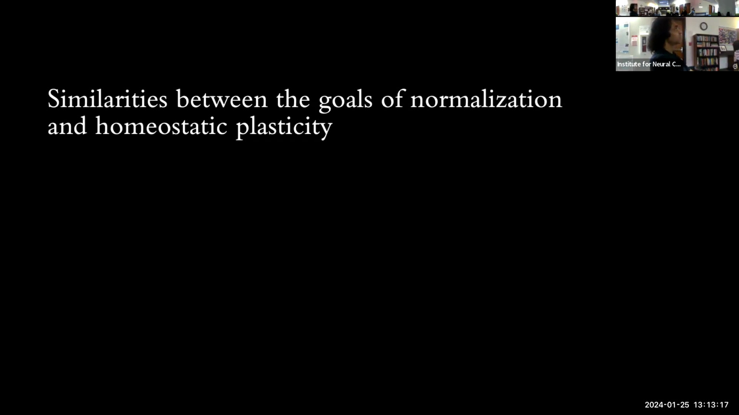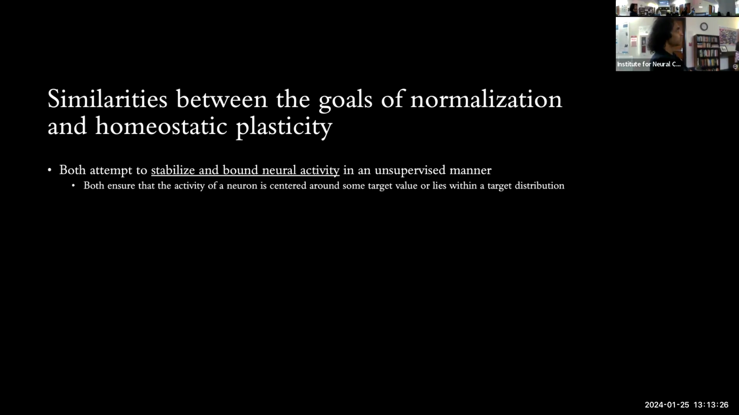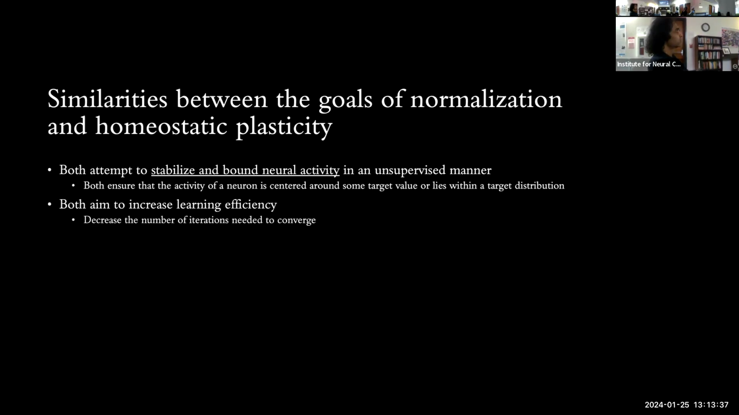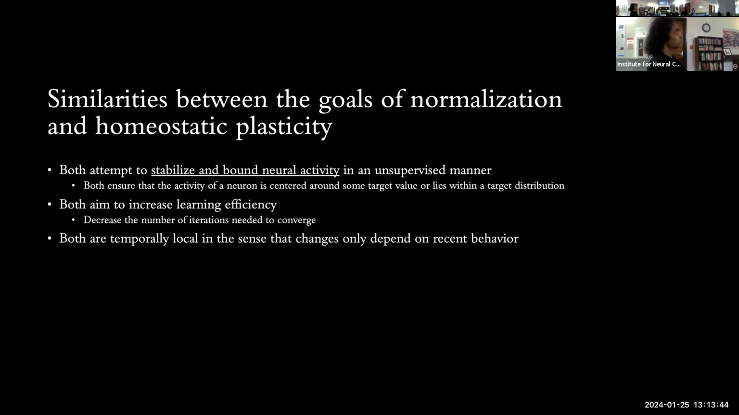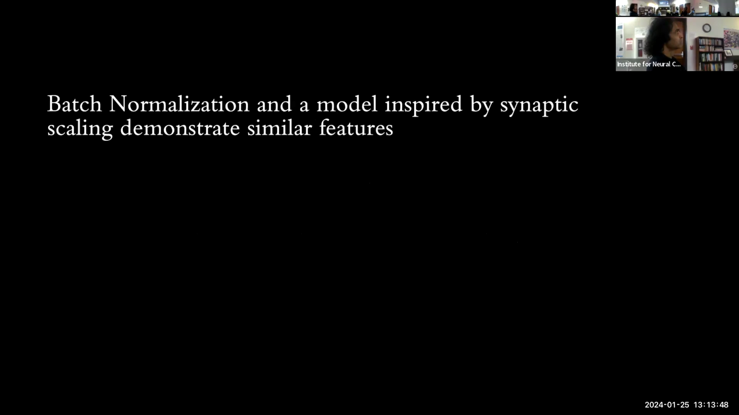So first, we see there are similarities between the goals of normalization in machine learning and homeostatic plasticity in the brain. They both attempt to stabilize and bound neural activities in an unsupervised manner. And also, they both aim to increase the learning efficiency, as demonstrated by a decrease in the number of iterations needed to converge. And also they're both temporally local, in the sense that the changes only depend on recent behaviors.